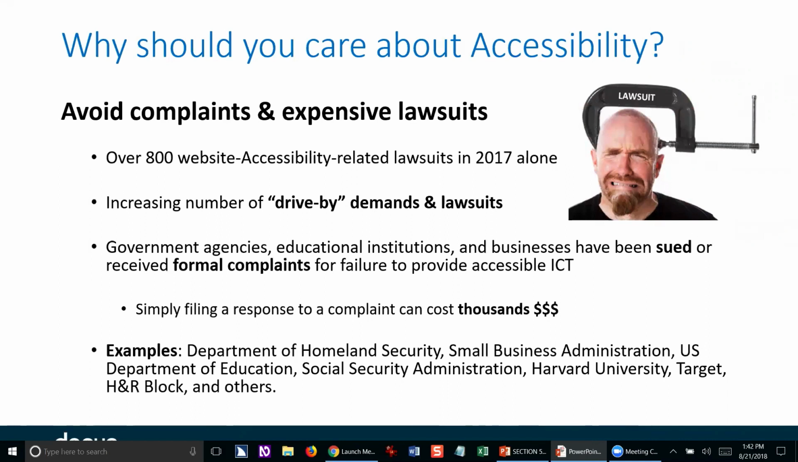In 2017 alone, there were over 800 lawsuits related to website accessibility, and many of those are legitimate. But there's also a significant trend in what's known as drive-by demands and lawsuits. Unfortunately, there's a lack of clarity in some parts of accessibility law. And sometimes people use this gray area not for real advocacy, but to try to make a quick buck. The point here is that agencies and businesses are not immune to this type of attack. And whether or not they're truly at fault, it can get very expensive quickly.